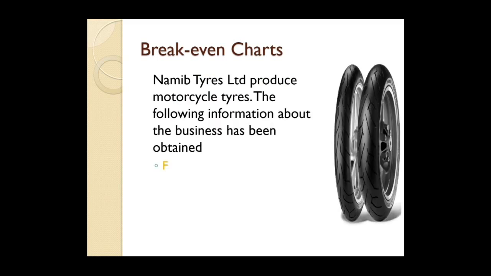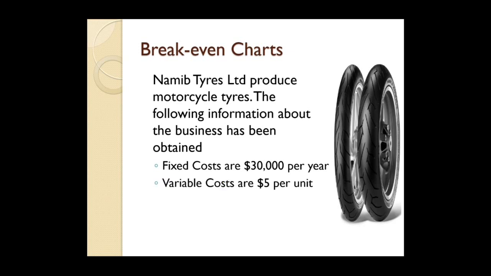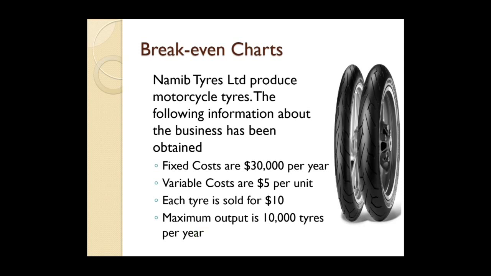Okay, there is an exercise here, just to understand it quickly before we draw it together. Here we have a business that produces motorcycle tires. The following information about the business has been obtained. Fixed cost is $30,000 per year. Variable cost is $5 per unit, like each tire costs me $5. Each tire is sold for $10. And the maximum output produced is 10,000 tires per year.